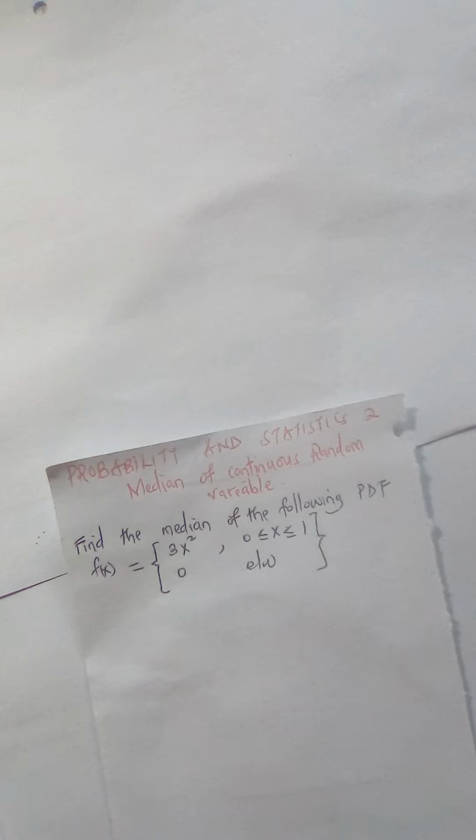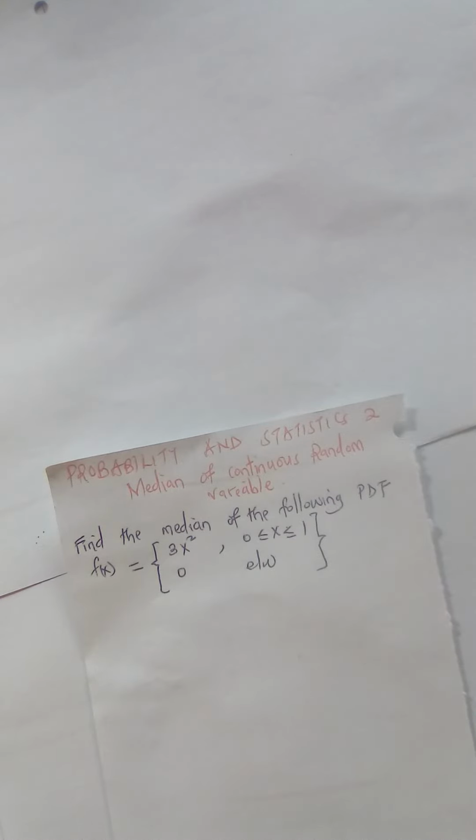Today, I have an amazing lesson concerning probability and statistics 2. Specifically, I want to cover three major areas. That is, how to get the median of a continuous random variable. Then, after that, we shall be looking at how to get the upper and lower quartiles of the same continuous random variable. And lastly, we shall look at how to get the median of a discrete random variable.